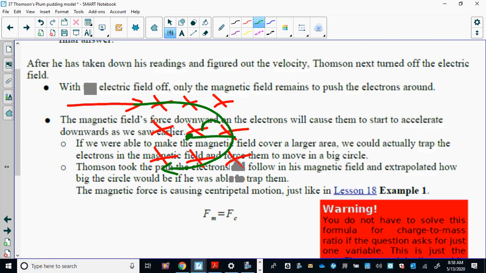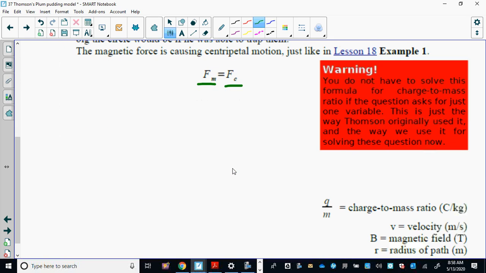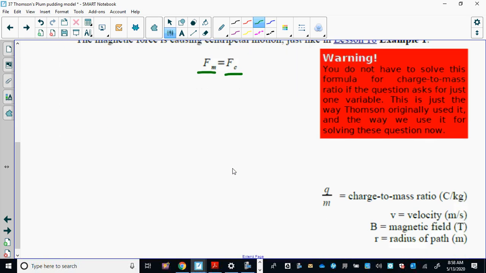And that circular path has a radius. So at this point, you can say that the magnetic force equals the centripetal force. And you get, just as we did for the velocity selector formula, we're going to plug in the variables. These are the two formulas we know for magnetic force and centripetal force. And then we're going to solve for Q over M.